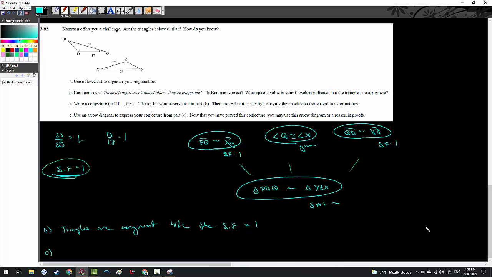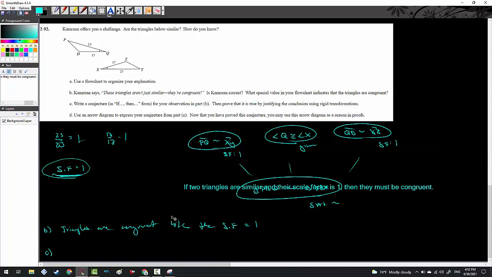So next, he wants us to write a conjecture, an if-then statement about the observation in part B, and then justify it with some rigid transformation. So I'll just type this one out. Basically, if two triangles are similar and their scale factor is 1, then they must be congruent.